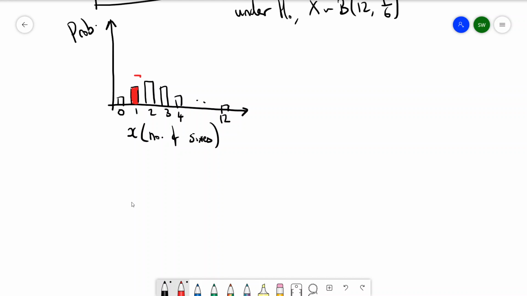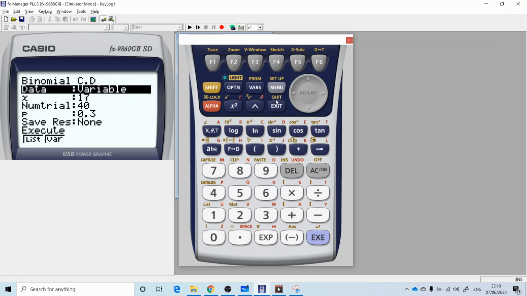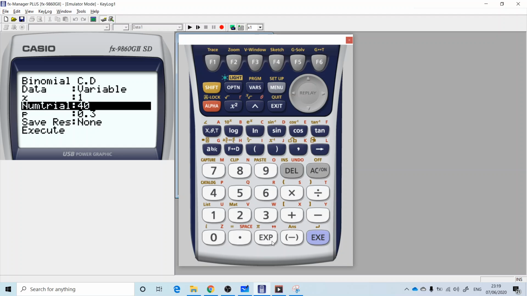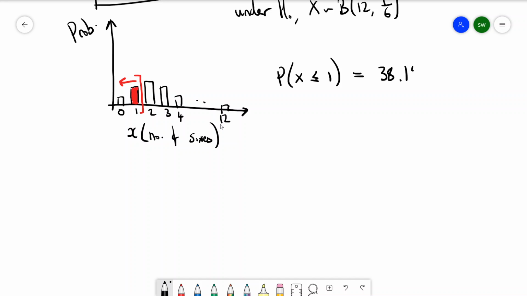So what we're going to do is work out the probability of being where we are or to the left, because it's a left critical region, small values of x. So let's work out the probability of x being less than or equal to 1 under H0. So we'll go to distribution, binomial cumulative, and we want the probability of x being less than or equal to 1. The number of trials is 12, because we're rolling the dice 12 times, and the probability, if H0 is true, is a sixth. So we get that it's 38.1%.